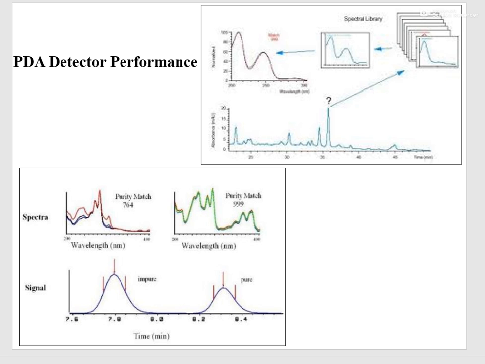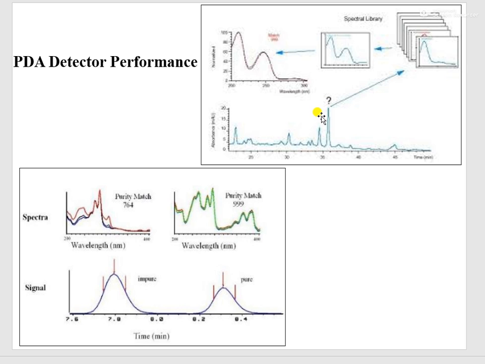PDA detector also gives you the purity of your analyte, meaning you will be able to see whether the peak given by the analyte is due to a single component or there are some impurities or not. So peak purity can be checked by a PDA detector. Suppose I want to check the purity of this peak.